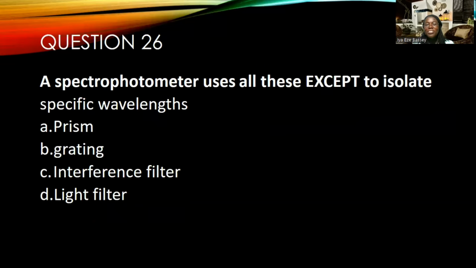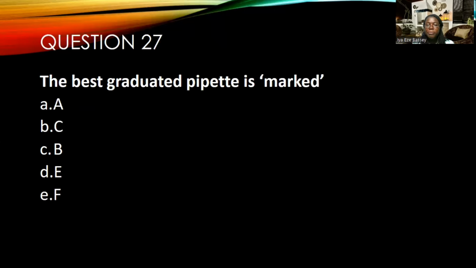So let's go. A spectrophotometer uses all these except dash to isolate specific wavelength. A, prism, we've seen that in the other question; B, grating; C, interference filter; D, light filters. The strange one is light filter, because you find light filters in colorimeters, but because of the specificity and the sensitivity of spectrophotometers, they usually use prism, grating, or interference filters, as the case may be.